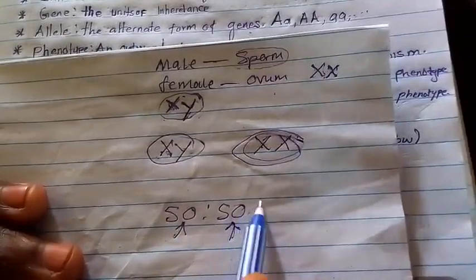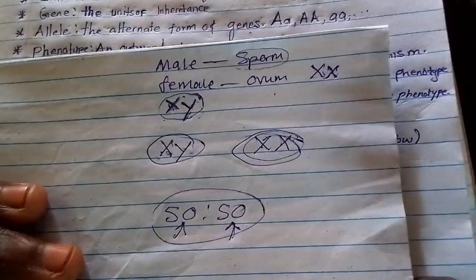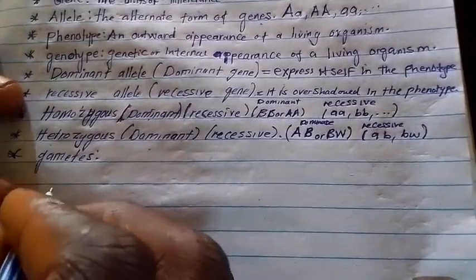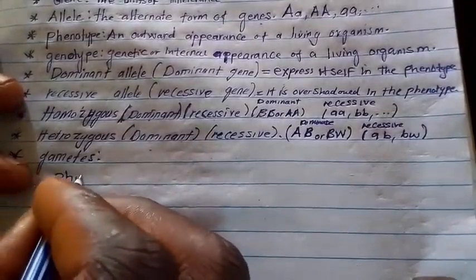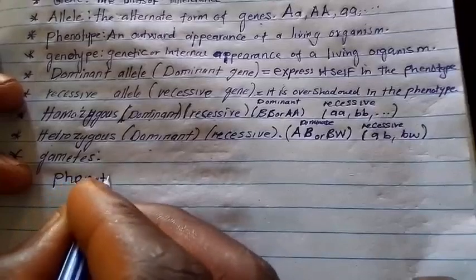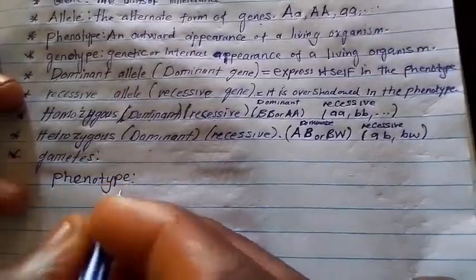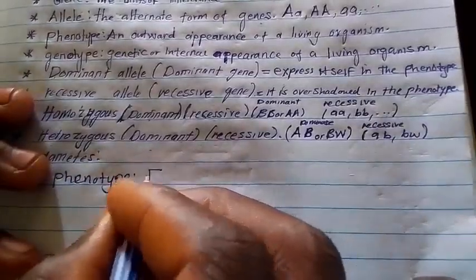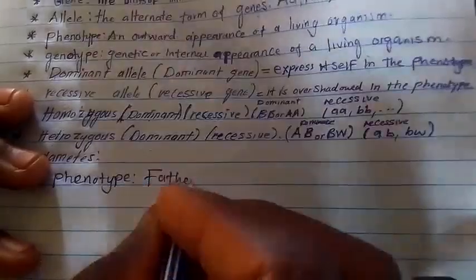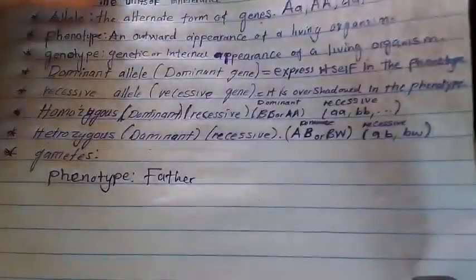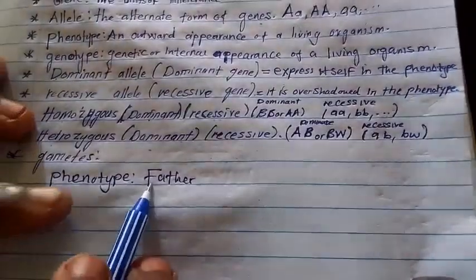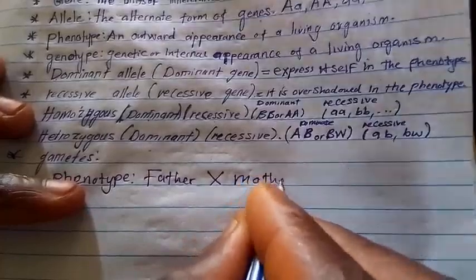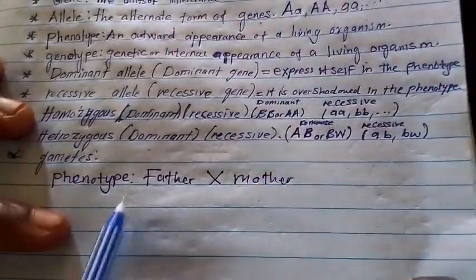Right, so let's try to draw the genetic diagram. Since here we have two things, the first thing you're supposed to start with is the phenotype, which is the outward appearance of a living organism. Under phenotype, we have the mother and also the father. Let me start with the father. The father is being crossed with the mother. So this one is the phenotype, okay?